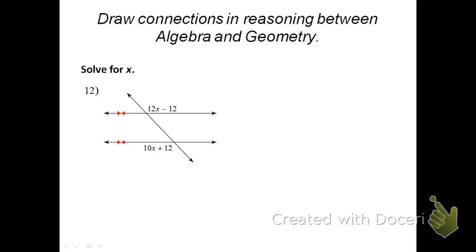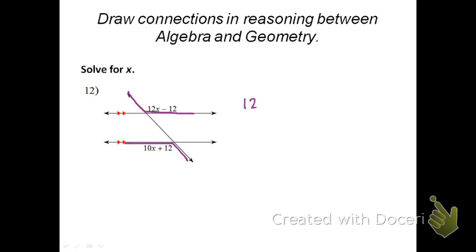For number 12, we see that we have two angles, and if you look at the top, we have this angle over here that's a lounging type of angle. If I've seen one, it's obtuse. It's like in a lounging chair. So those, the 12x minus 12 and the 10x plus 12, those are alternate exterior. It doesn't matter which type of alternate angle, they are congruent.